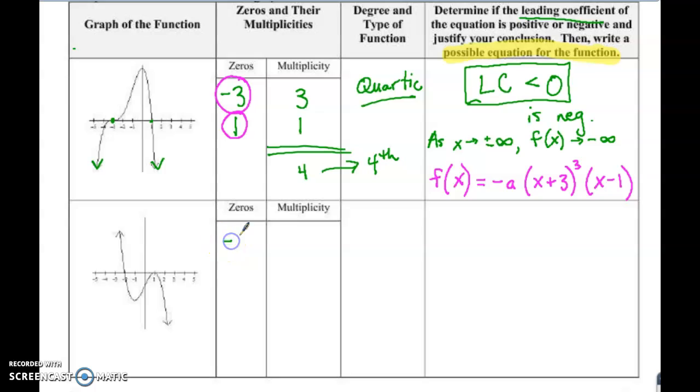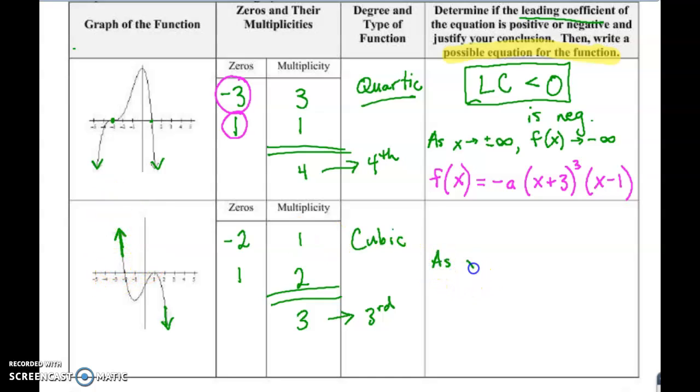So moving on to the next one, let's confirm everything we know. Negative 2 just goes through, so it has a multiplicity of 1. x equals 1 bounces, so that's a multiplicity of 2. So as you add that together, that's 3. You add in your multiplicity, so that's a third degree polynomial, telling me it's a cubic, which is confirmed by going in opposite directions. So the other piece I want you to recognize then is it's going left and up.